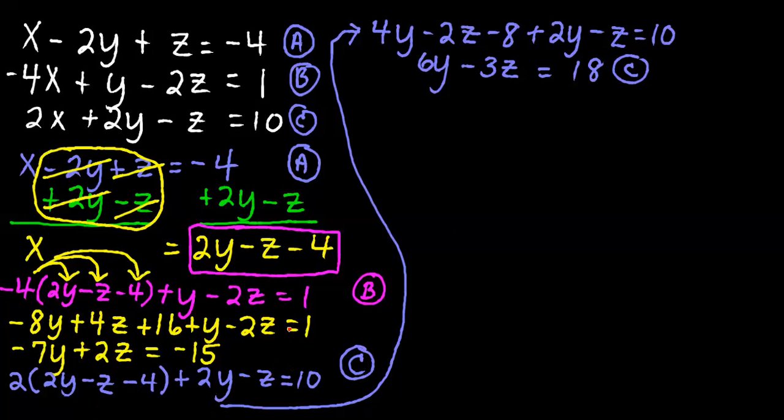I'm going to go ahead and rewrite equation B, which is the pink one. Oh, actually, I wrote it in yellow down here. So I'm going to write my negative 7y and my plus 2z equals negative 15. And that was B.